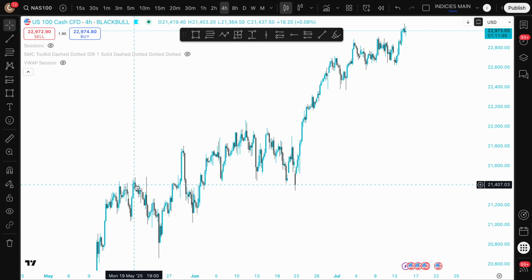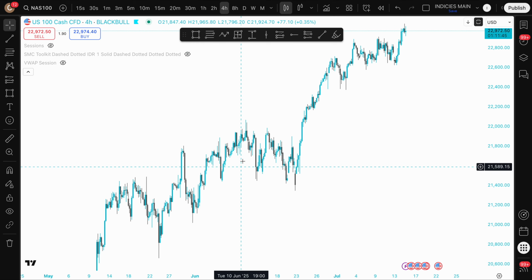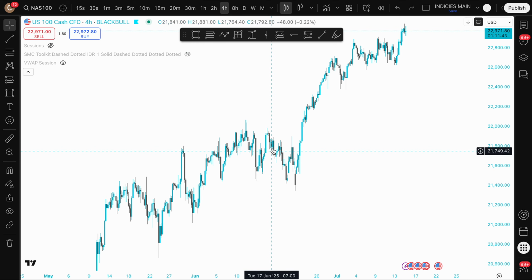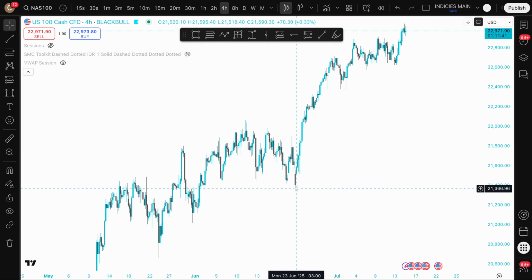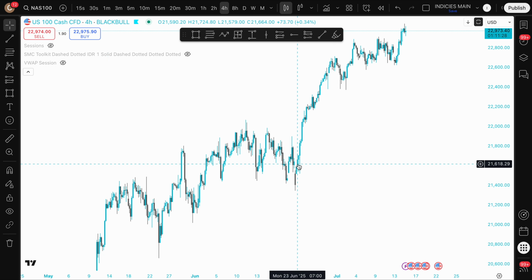So as we can see, price is stepping up. We are breaking structures to the upside. Yes, it's getting quite messy here. Okay, cool. So from this bit of price action, we are on the 4-hour chart. Each candle represents 4 hours. This is basically from 13th of May up until 23rd of June. So that's about 6 weeks' worth of price action.